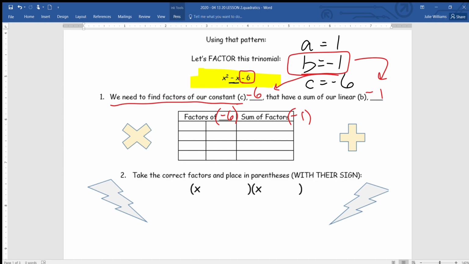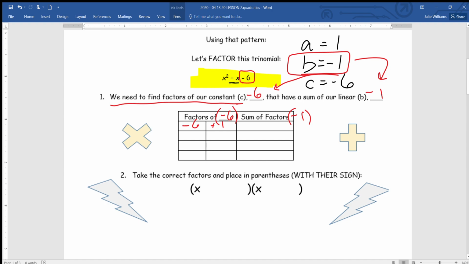So I've made this little kind of like a T-chart expanded. Maybe it's an H chart, I don't know. So we can just kind of list all of the factors of -6. So I always like to start with this. So -6, +1.